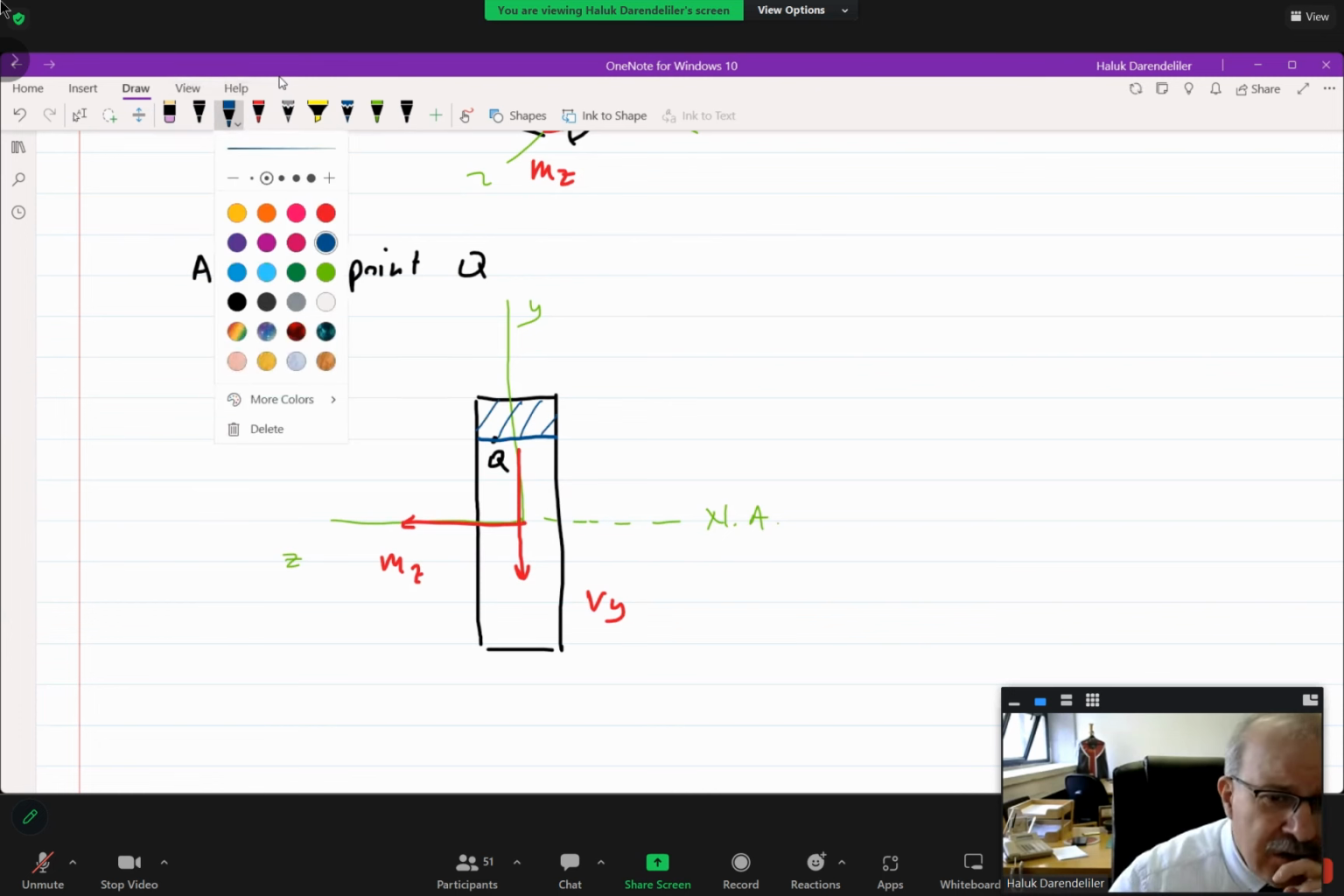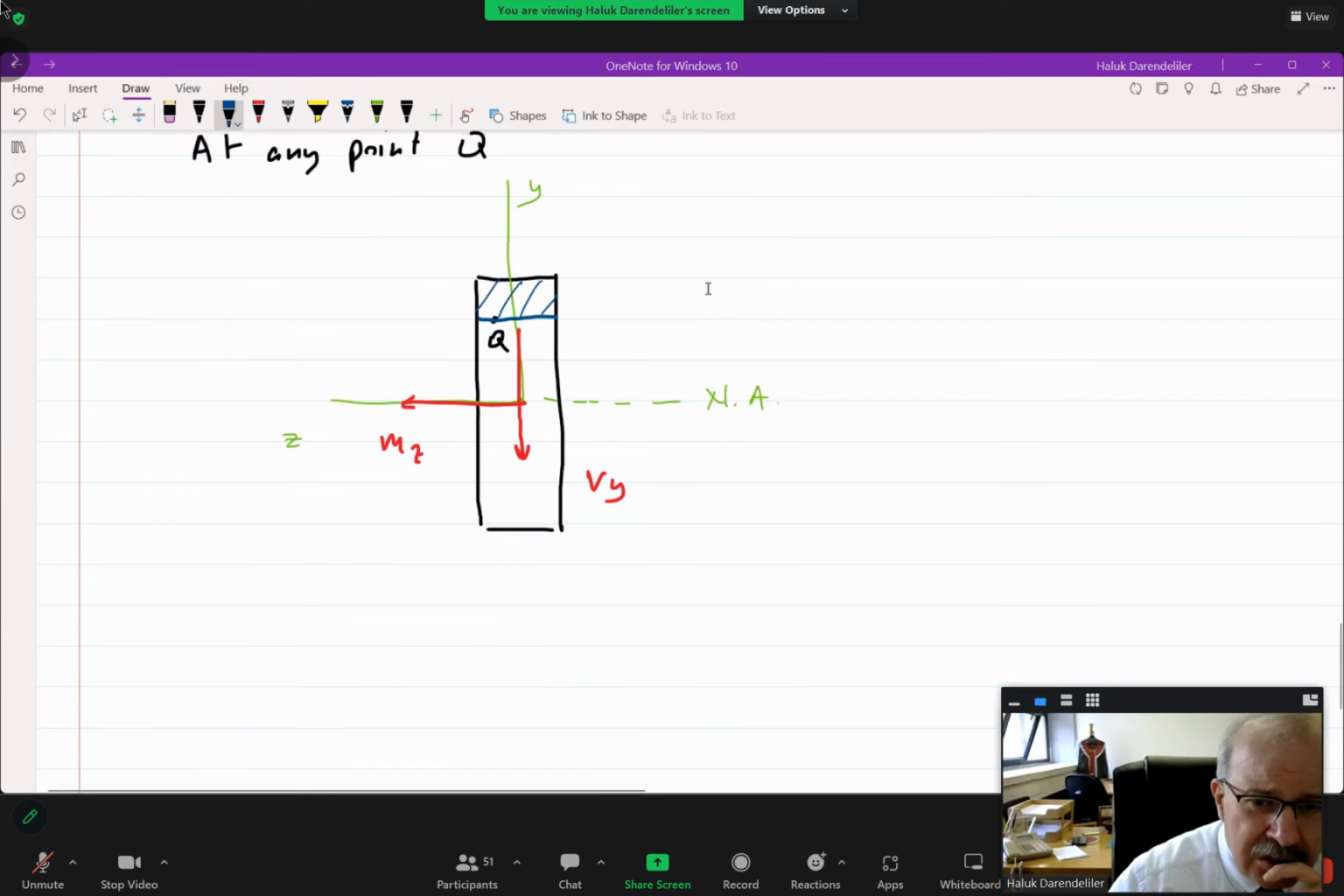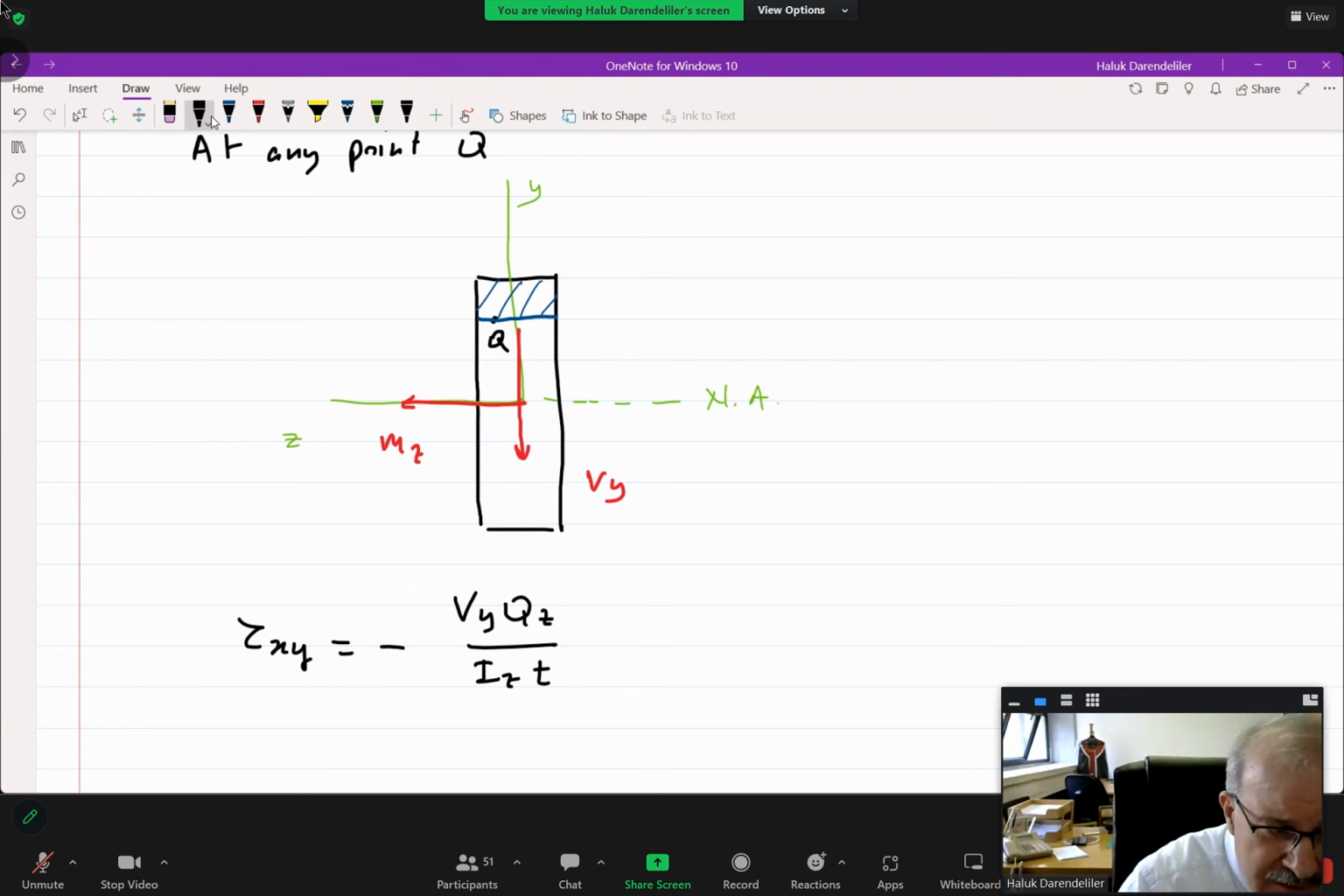Now, what was our equation? Our equation was this: tau xy on the x-plane in the y direction is equal to minus Vy Qz over Iz times t. This is the equation. Now, what is Qz? Qz is the first moment of this cross-hatch area. Is this clear? Remember the derivation.